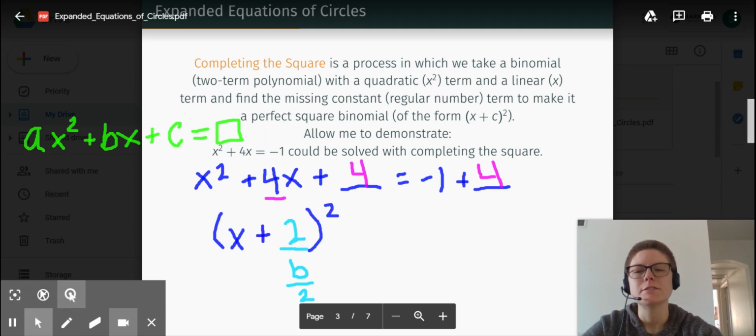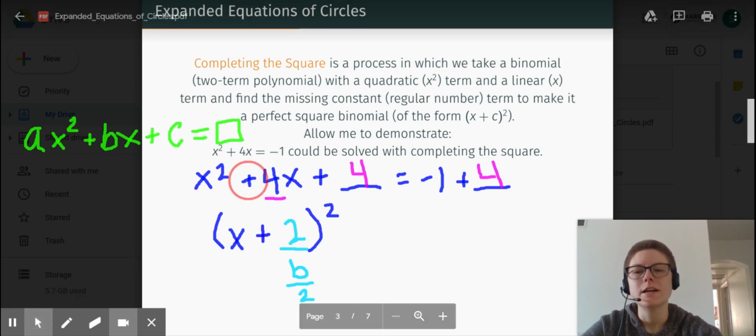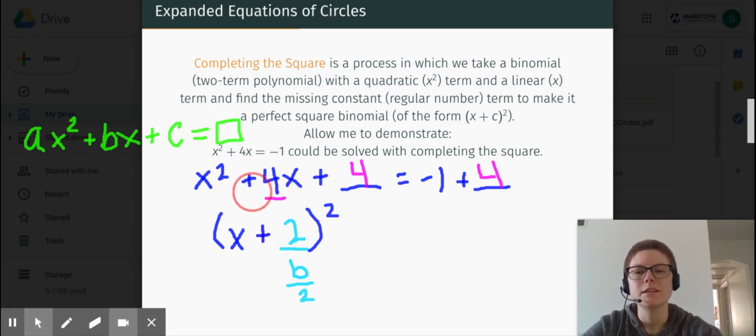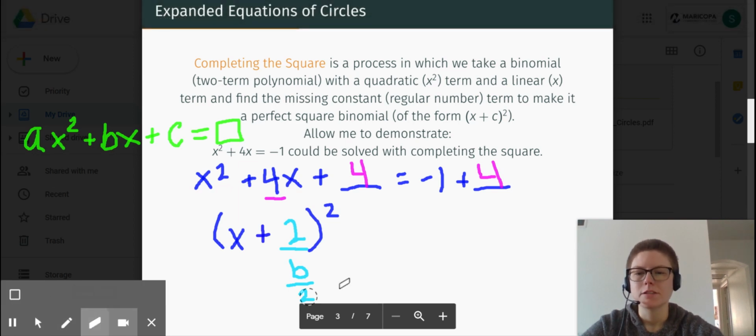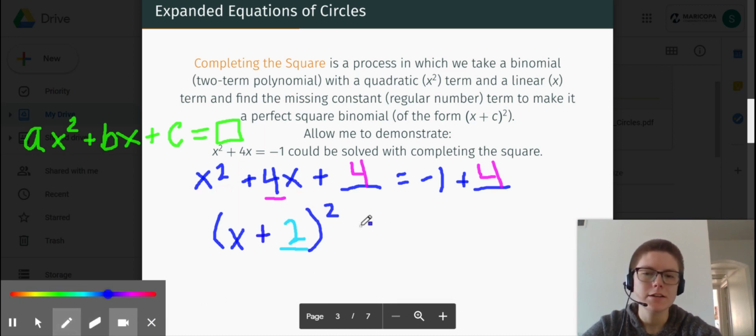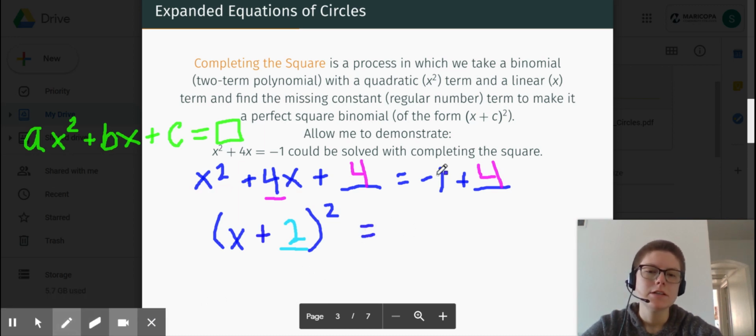You can't even see what I'm gesturing at, probably. If this is a minus, then this has to be a minus. These are going to match. This should always be a plus because it's a perfect square. All right, so we've got our (x plus 2) squared, erasing that b over 2 part at the bottom as well, because that's not necessary either, equals negative 1 plus 4, that's 3.